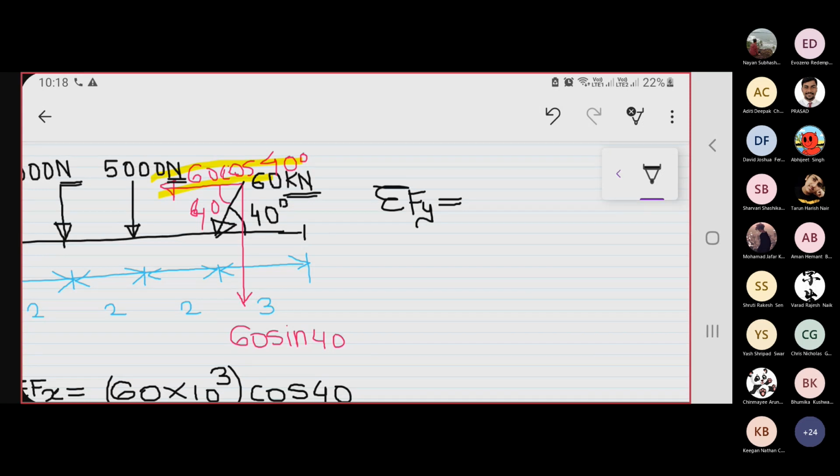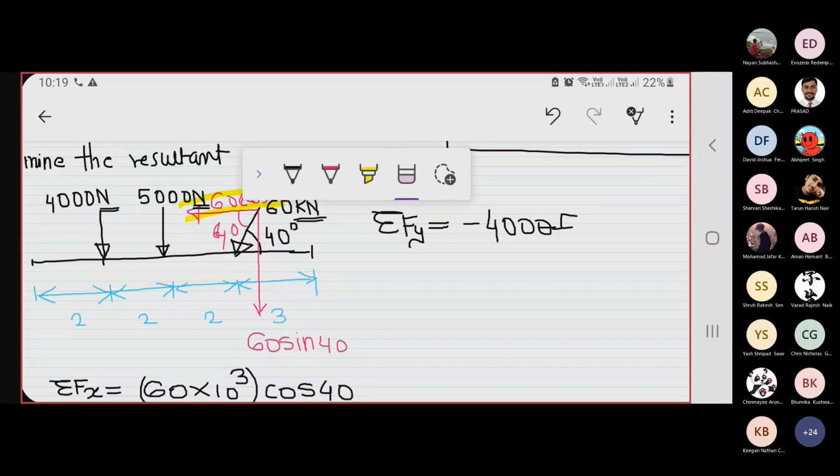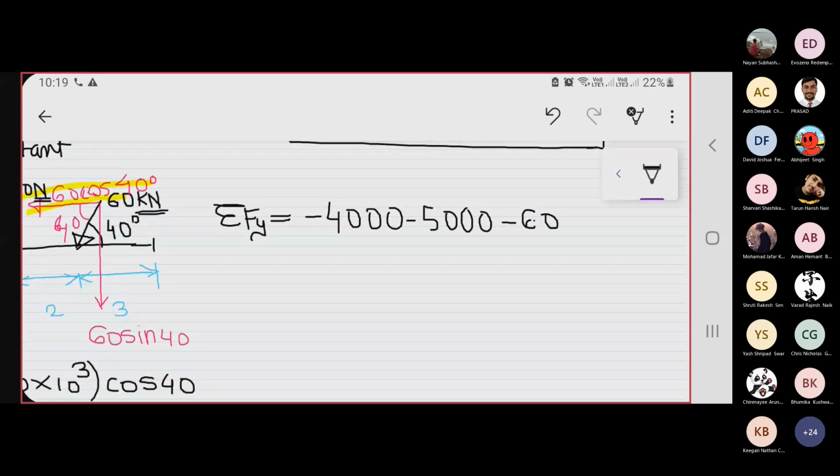Summation of forces in y direction. So it will be like, all are negative, minus 4,000 down, minus of 5,000 down, and minus of 60,000, not 6,000, 60,000.